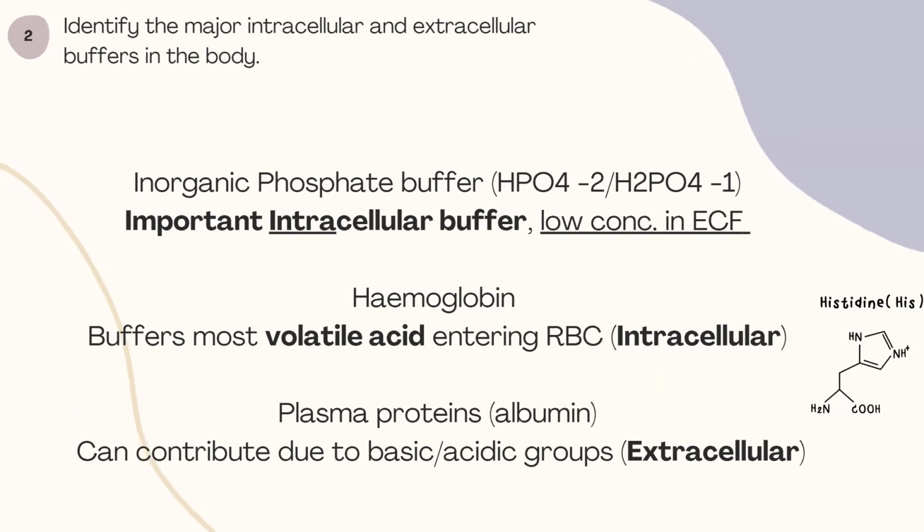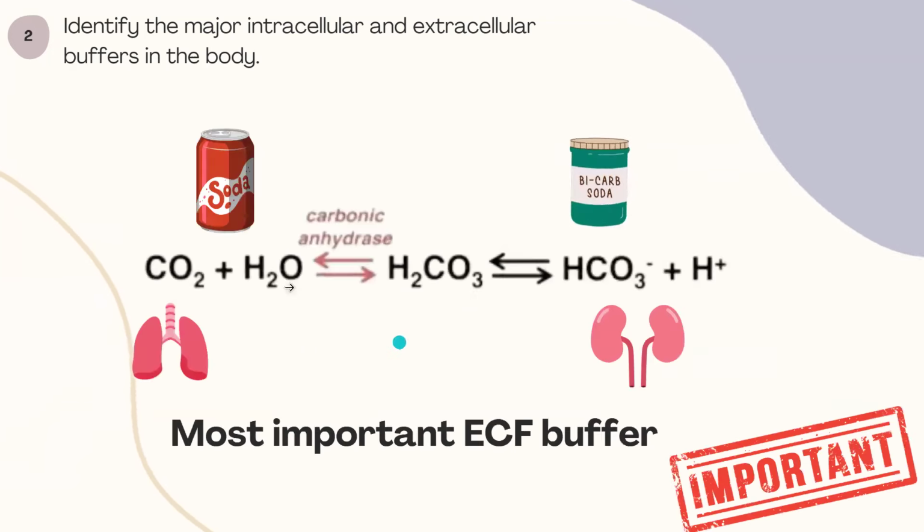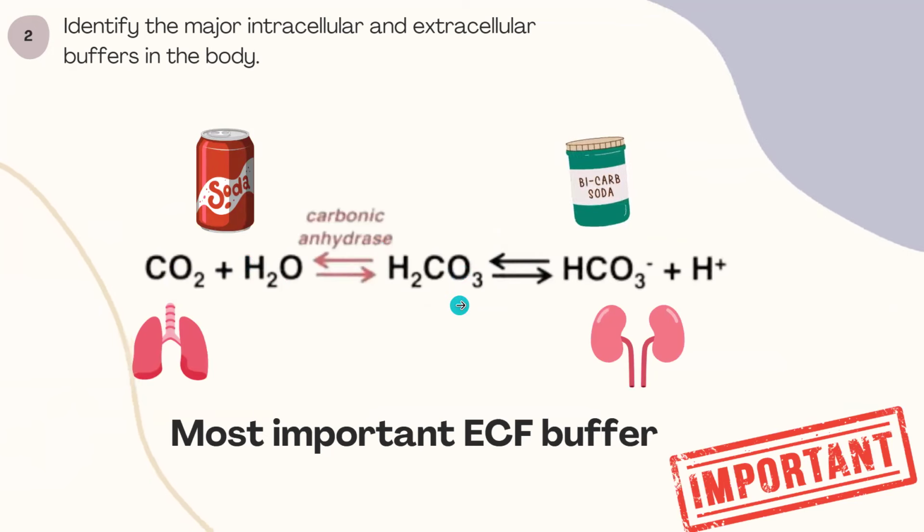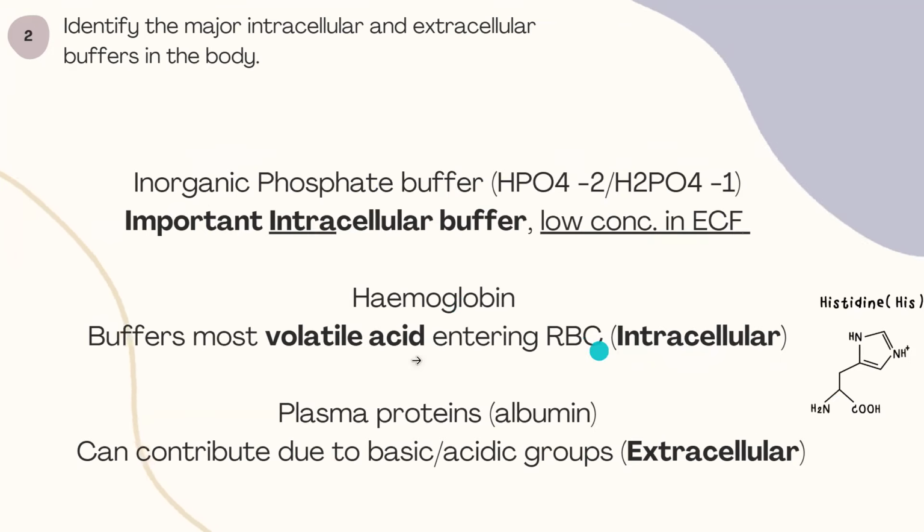On the other hand, hemoglobin is going to be important for neutralizing and controlling volatile acids, basically like carbon dioxide building up in the RBC. The RBC is a cell, so this is an intracellular buffer, and it is the most important for volatile acids, like we just mentioned, the carbon dioxide and the carbonic acid. So within the RBC, intracellular. Don't mix these up, please, because they try to trick you in questions with the whole ECF and ICF thing, intracellular buffer and extracellular buffer.